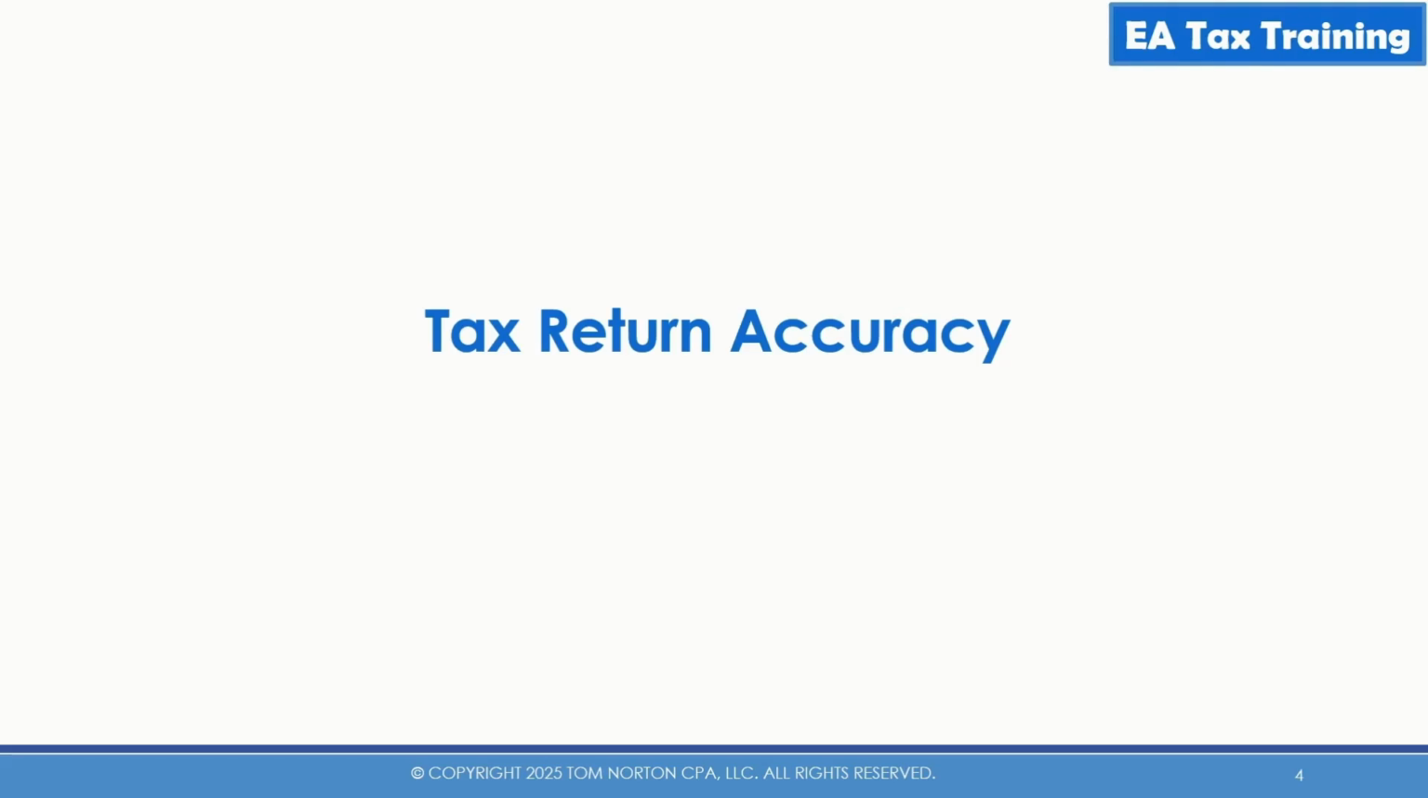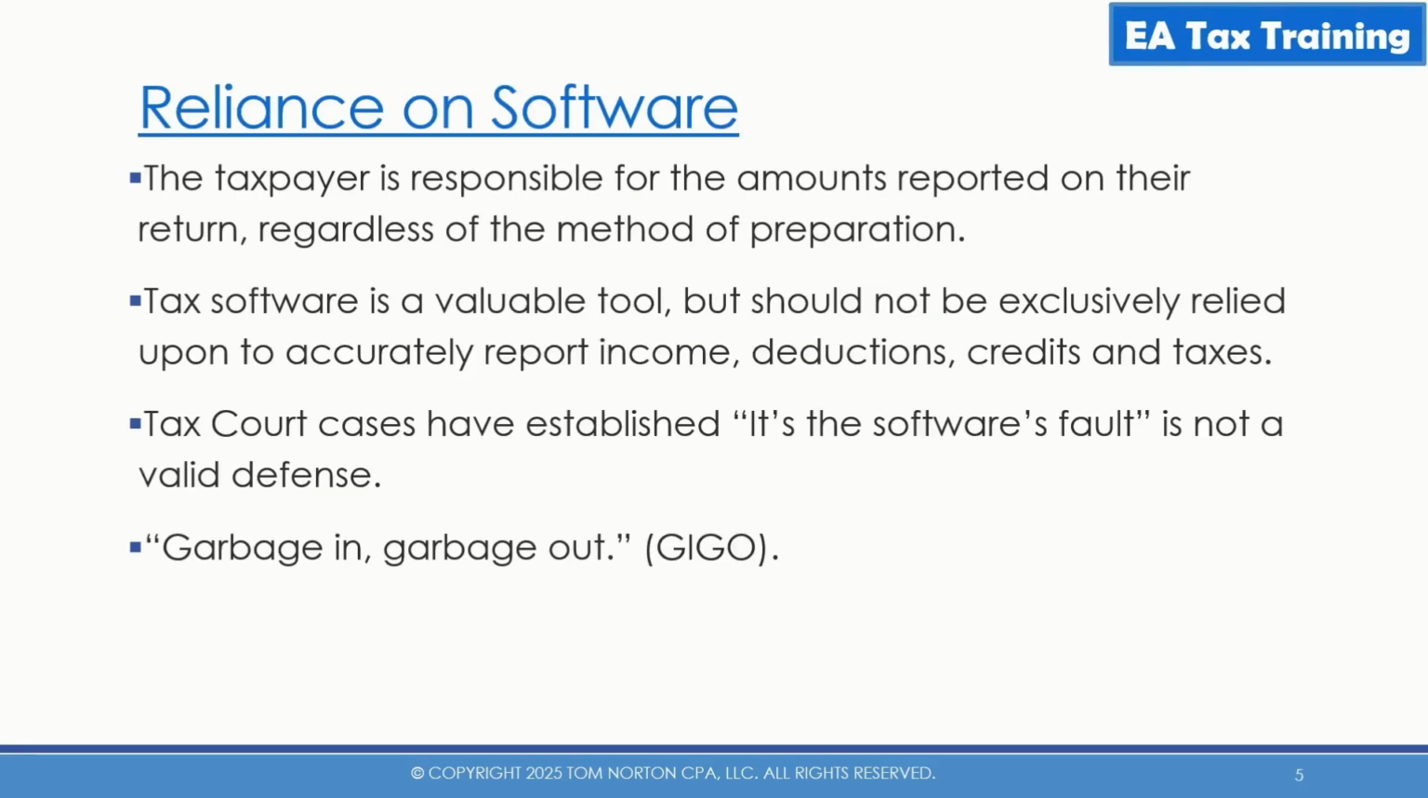Our first topic then in this video is tax return accuracy, and we'll start by talking about reliance on tax software. The taxpayer is responsible for the amounts reported on their return regardless of the method of preparation. So notice there, who is responsible? The taxpayer, not the tax return preparer. Of course, we want to do a great job for our clients, and we could be held civilly liable if we make a mistake. In other words, our clients could sue us.